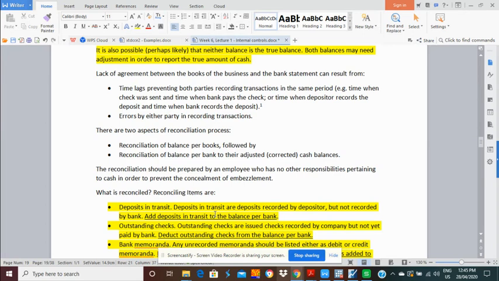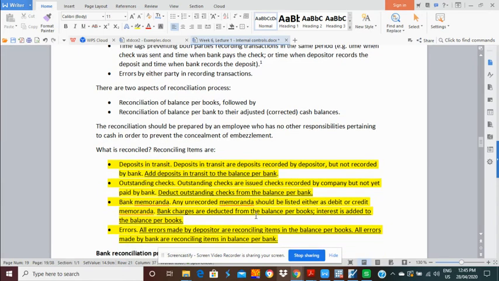Outstanding checks are issued, and once they are issued, they are recorded by the company, but the bank has not paid them yet. They will be paid eventually. So therefore, you must deduct outstanding checks from the balance per bank.